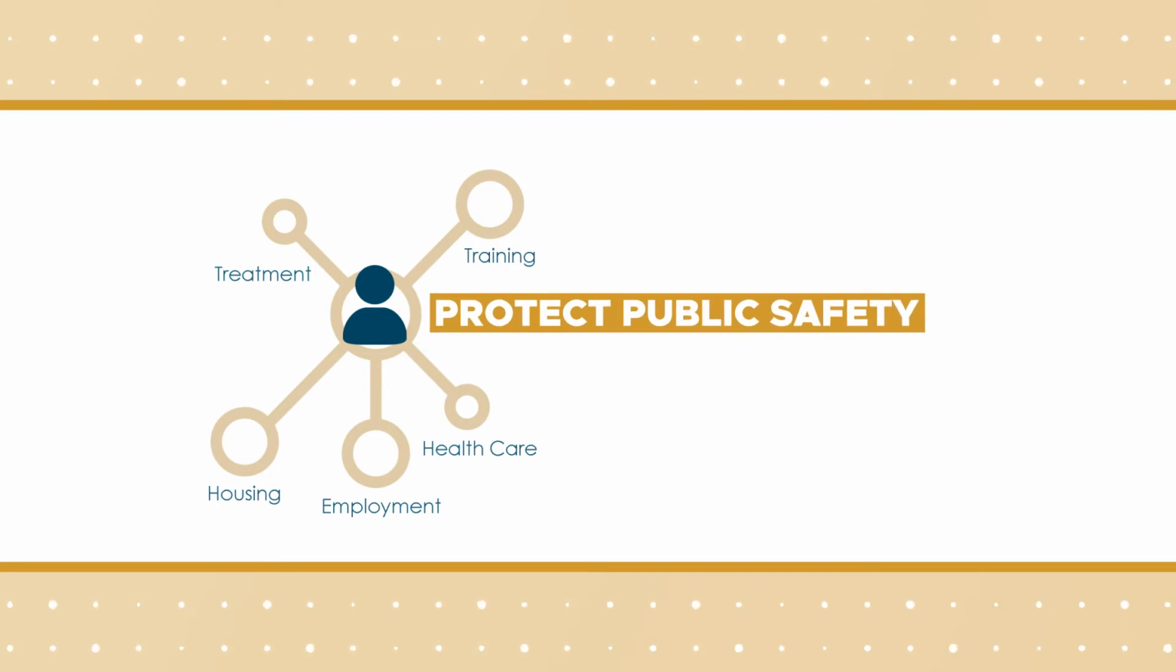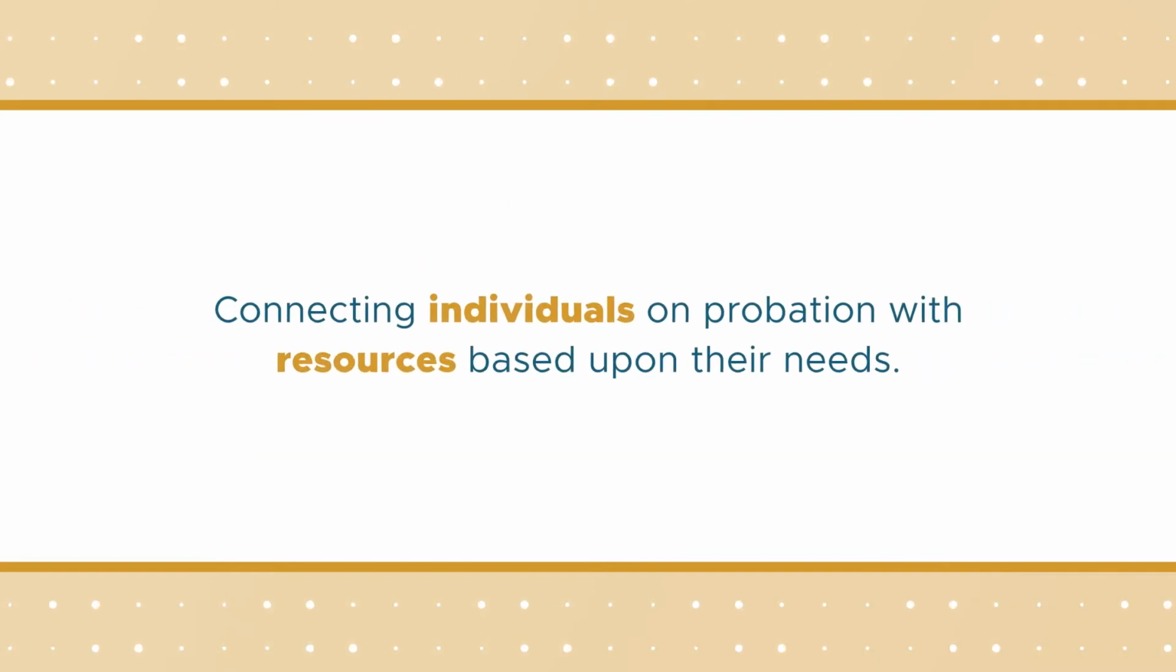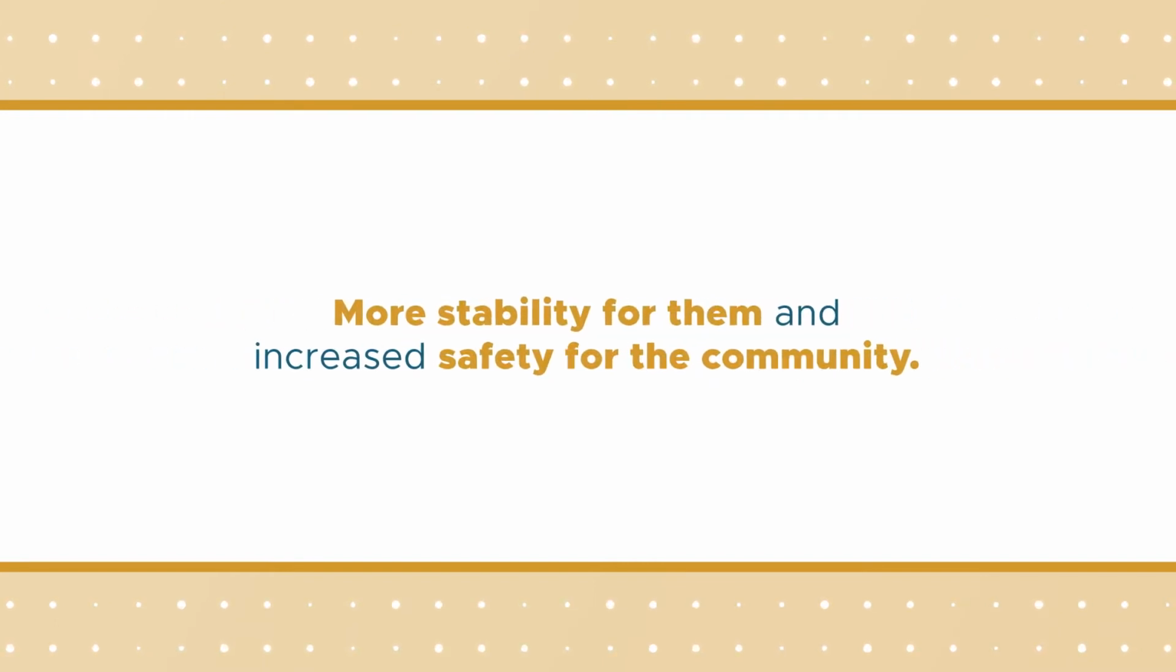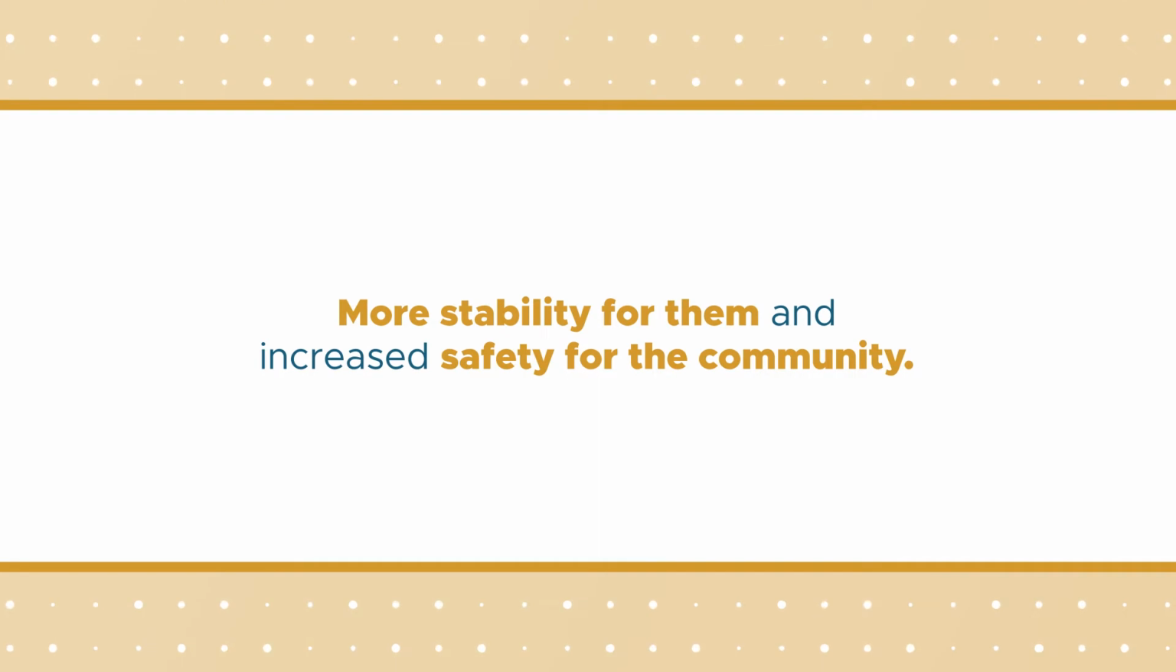If you were to step back and take a 100-foot view of the role of the probation officer, you'll see it's to protect public safety. Protecting public safety can happen several ways, including connecting individuals on probation with resources based upon their needs. This improves an individual's health, well-being, and social and financial capital, which can translate into more stability for them and increased safety for the community.